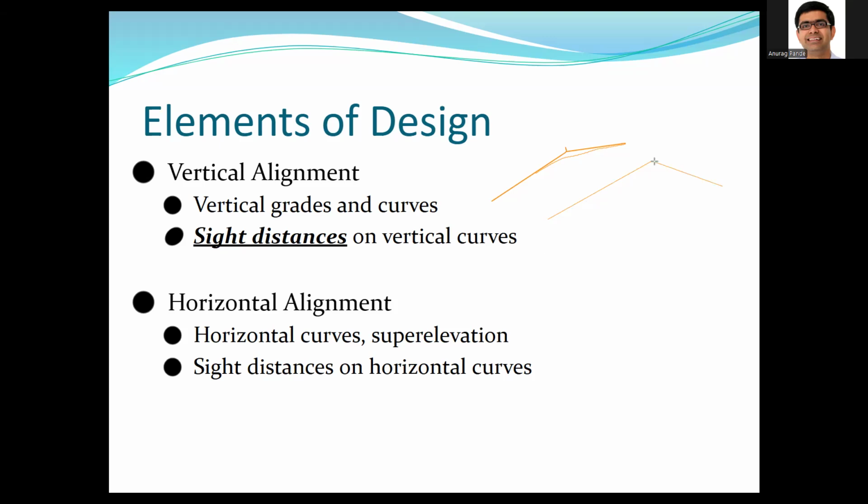What we want to do is, we cannot have a roadway like this, right? Or we cannot have a roadway like this either, right? We cannot have these. So what we try to do in vertical alignment is make sure that we are providing appropriate transition from upgrade to downgrade using vertical curves like this.